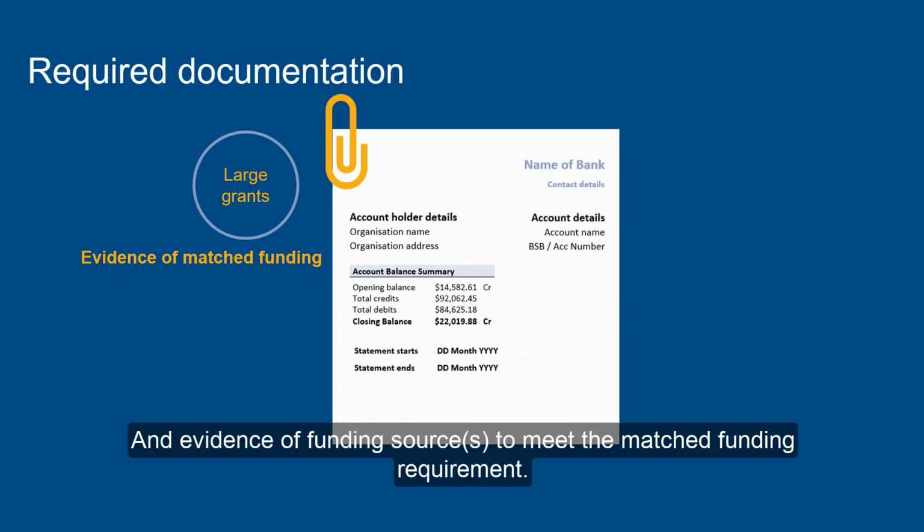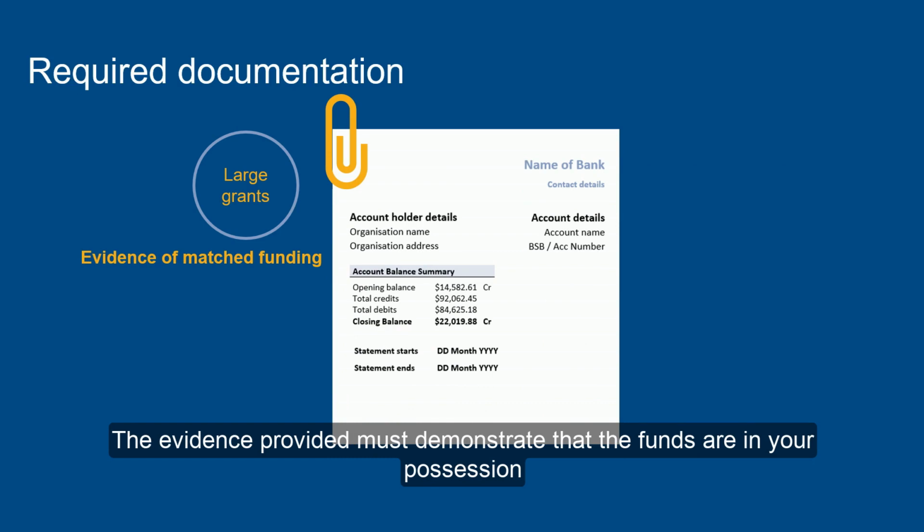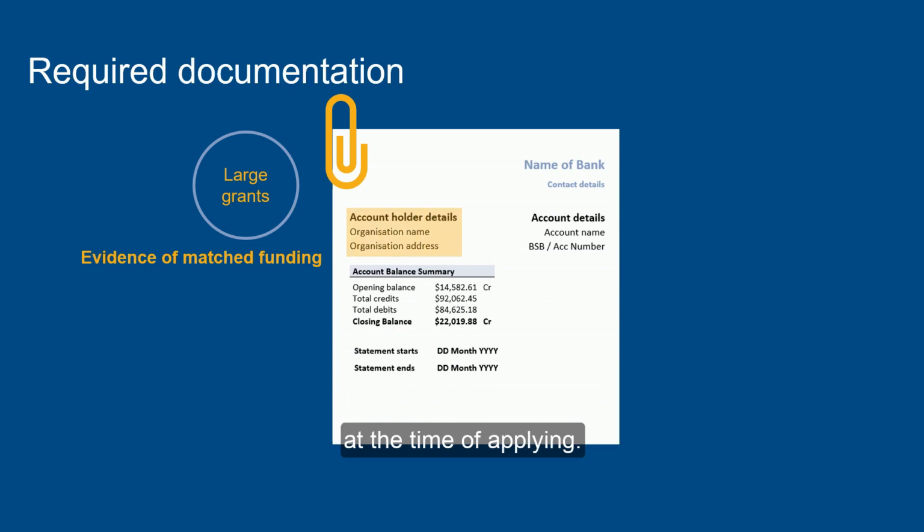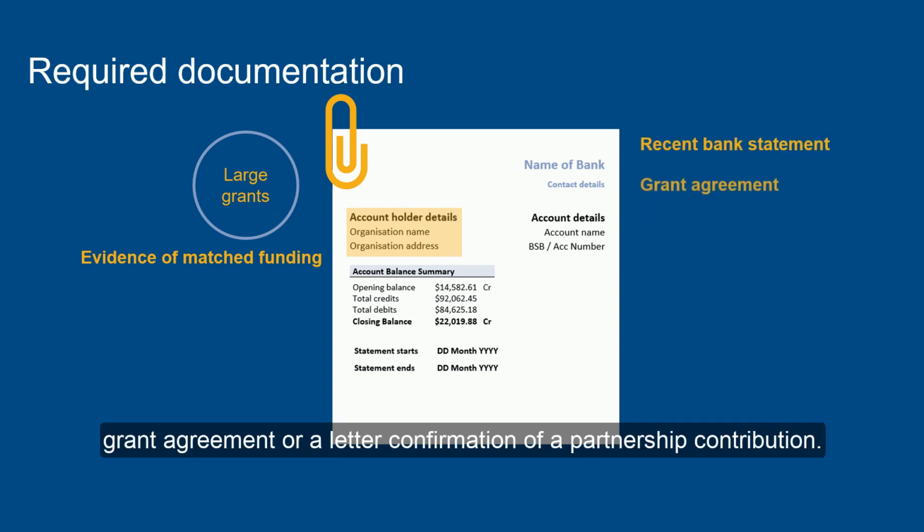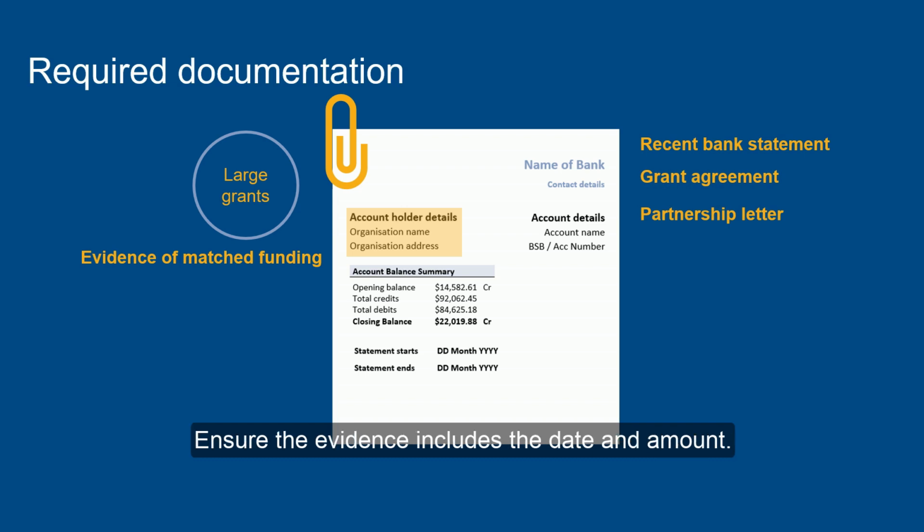And evidence of funding sources to meet the matched funding requirement. The evidence provided must demonstrate that the funds are in your possession at the time of applying. This could be a recent bank statement, grant agreement, or a letter confirmation of a partnership contribution. Ensure the evidence includes the date and amount.